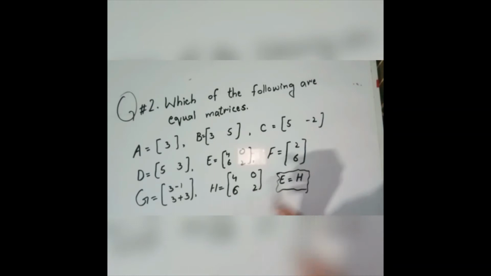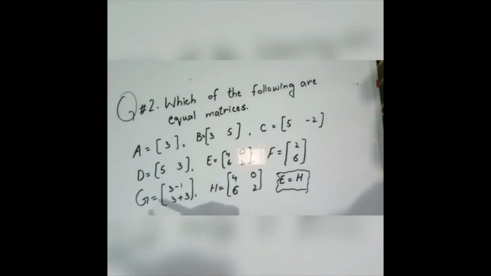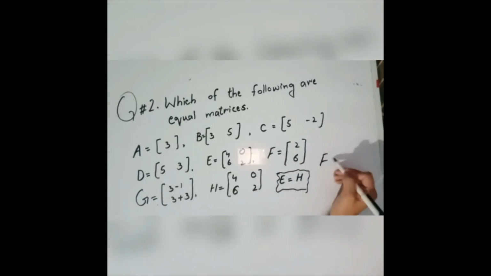Now we can see F and G are equal, because in G, 3 minus 1 is 2 and 3 plus 3 is 6. So F is equal to G. In this way we can find equal matrices.